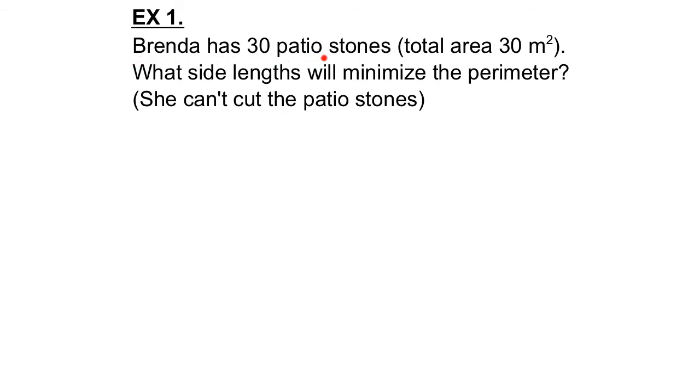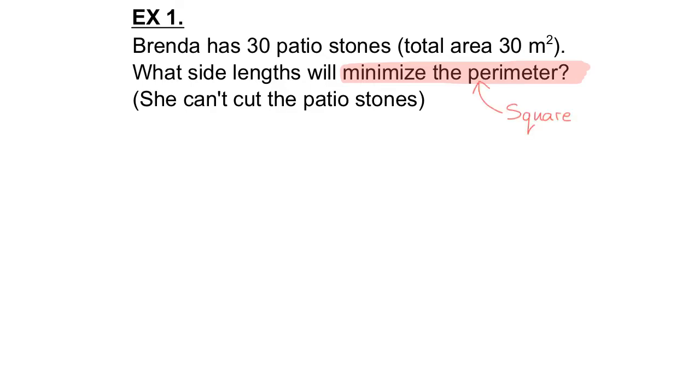Brenda has 30 patio stones. The total area is 30 meters squared, so each stone is 1 meter squared. What side lengths will minimize the perimeter? She can't cut the patio stones. Okay, so we're looking to minimize the perimeter. So we have to, in our mind, think what's the shape that will minimize the perimeter for a given area?